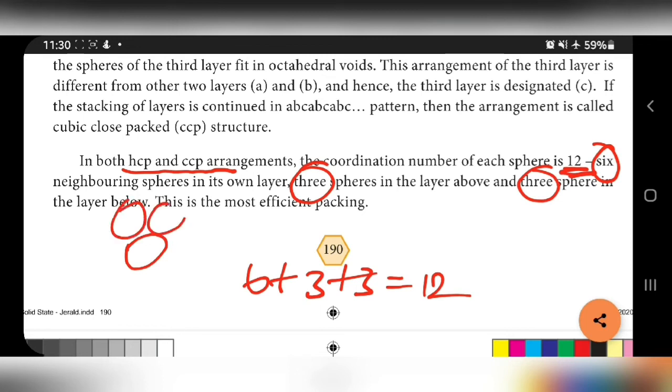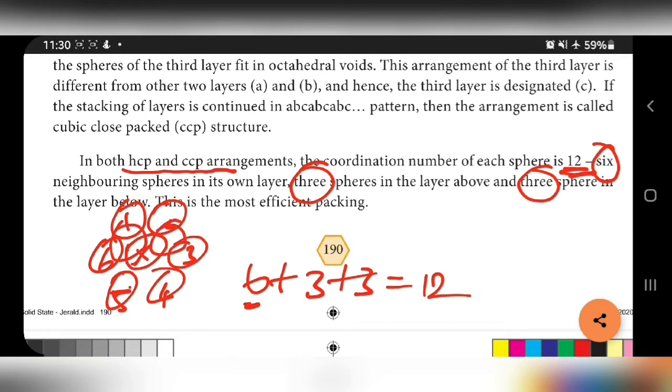See here, 1, 2, 3, 4, 5, 6. Totally this atom is surrounded by 6 atoms in one layer. Below this and above this, 3 atoms each. Here 1, here 2, here 3. Above the layer 3 and below the layer 3, totally coordination number is 12. So this is the most efficient packing.